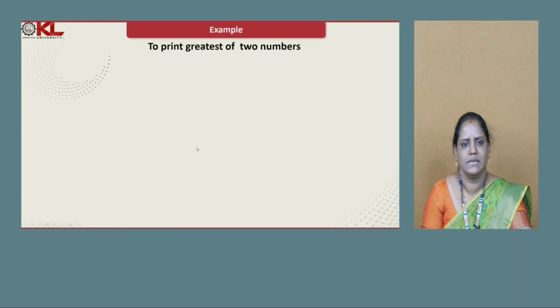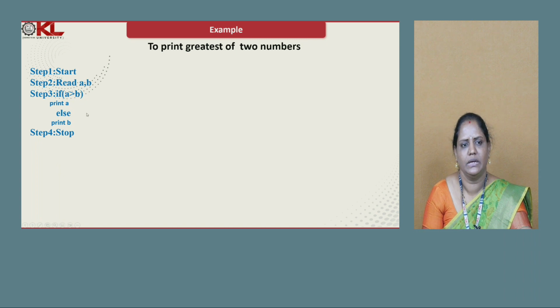Now we'll go with another example: print the greatest among two numbers. Here, finding the greatest among two numbers doesn't require any formula, it just requires a selection statement. The algorithm for this one is: step 1 start, step 2 read A and B, the two numbers among which we want to find the greatest, and step 3, instead of writing a formula, we write a condition. If A is greater than B, then print A as the big one, otherwise print B as the big one. The last step is stop. This logic is called a selection statement.